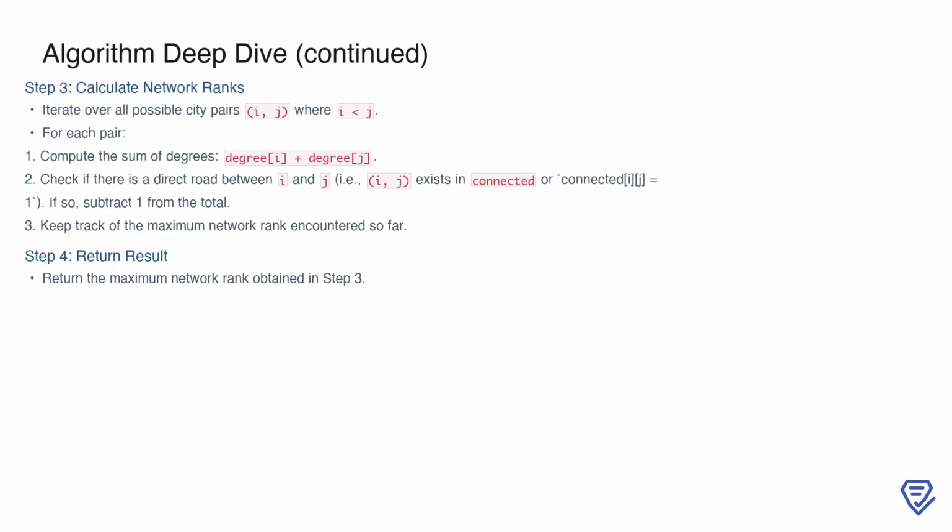For every possible pair of cities (i, j), where i is less than j, we calculate their combined degree by summing degree[i] and degree[j]. If there's a direct road between these cities, as determined from our set or adjacency matrix, we subtract 1 from the total to avoid double counting that road. At each step, we compare the current network rank with the maximum rank seen so far and update the maximum if necessary. After evaluating all possible pairs, the highest network rank we've tracked becomes our result, which we then return.